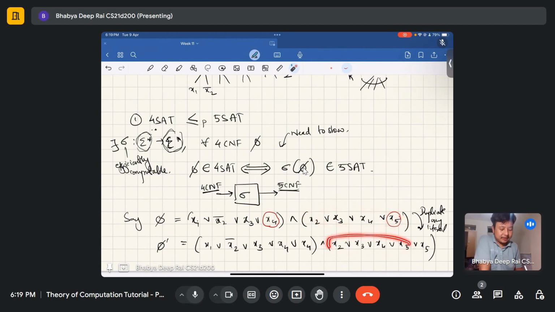If this chunk is not satisfiable, then each of the inputs evaluated to 0. And since each of these inputs evaluated to 0, and this is a duplicate of one of them, in this case a duplicate of x5, this will also be 0, and therefore the entire expression evaluates to 0, and therefore the entire phi prime is 0. And what is this? This is a 5CNF.